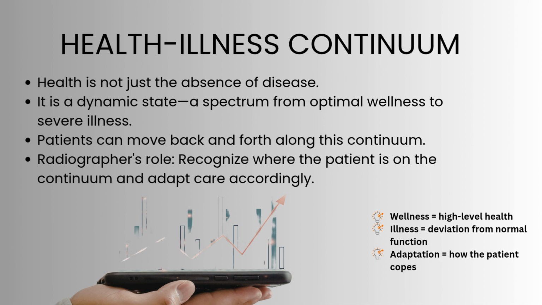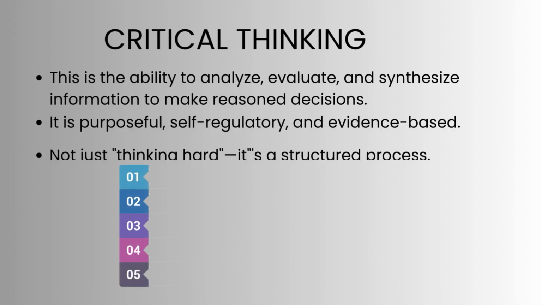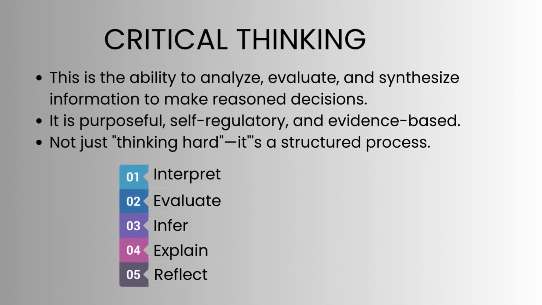From there, there are a few key terms used when you talk about wellness. Wellness is a high level of health, very good health. Illness is a deviation from the normal function of the body. Adaptation is how the patient copes at different phases, at different stages of this health illness spectrum. Now, moving on, we move next to understanding what critical thinking is, because it's in critical thinking that we are able to administer the appropriate care to this patient, even at different phases of this health illness spectrum.